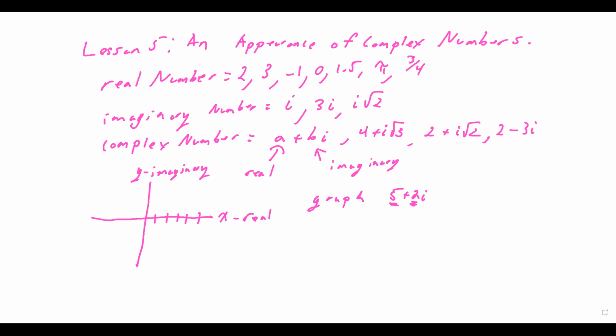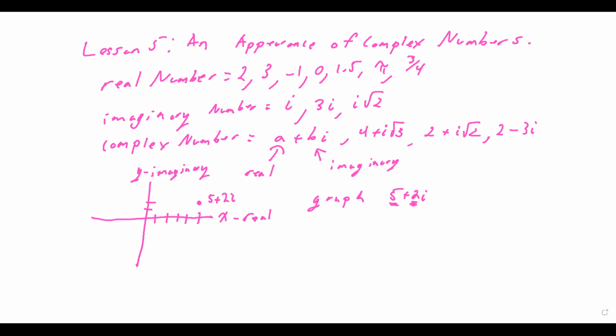So that means I would then go up 1, 2. So therefore, this is what 5 plus 2i would be graphed on a complex plane. That's it. That's all it is. So in reality, what I need you to see is that even though this is 5 plus 2i, we can represent this as just a regular coordinate on a complex plane.